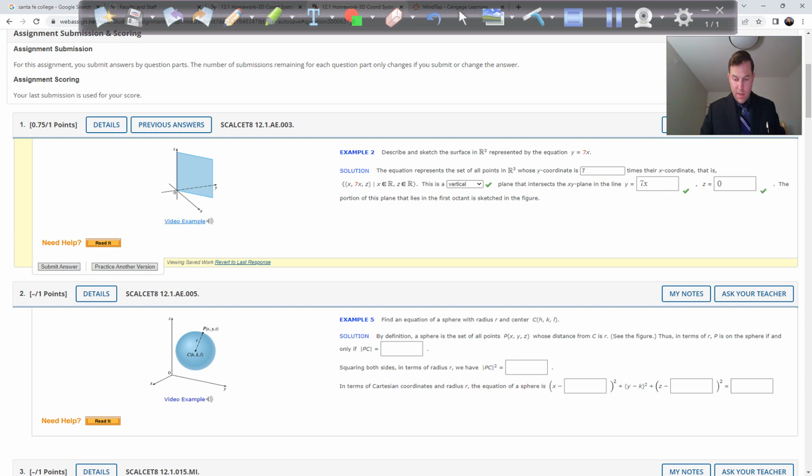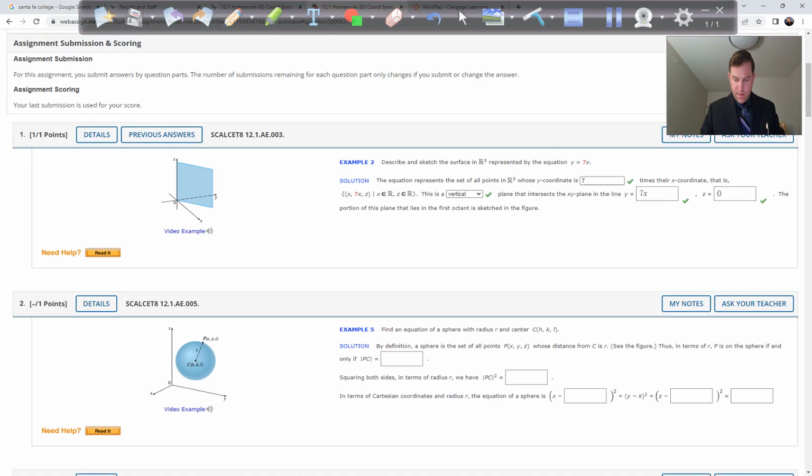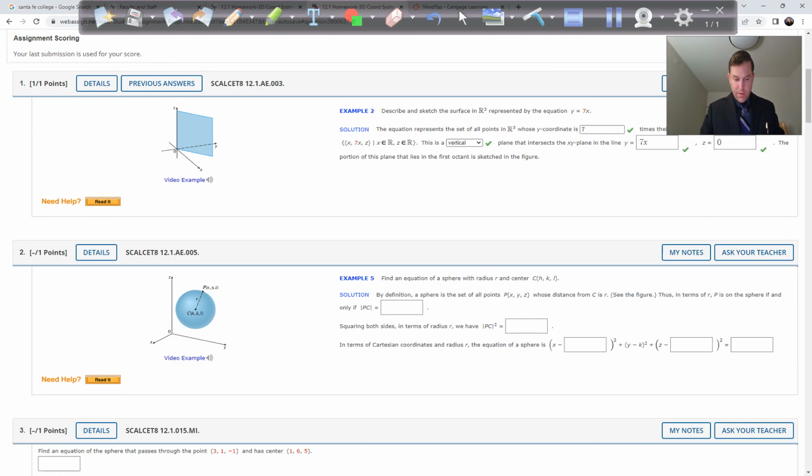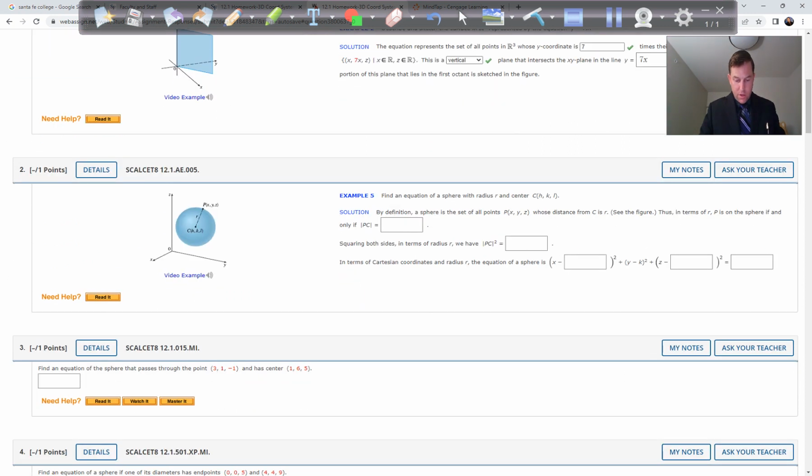Okay, and oops, I forgot to type that 7 in there. Let's see if we get this right. Yep, check mark, all check marks. Looks good. Okay, now 2 is more interesting. So plane, pretty simple. 2 is a sphere.